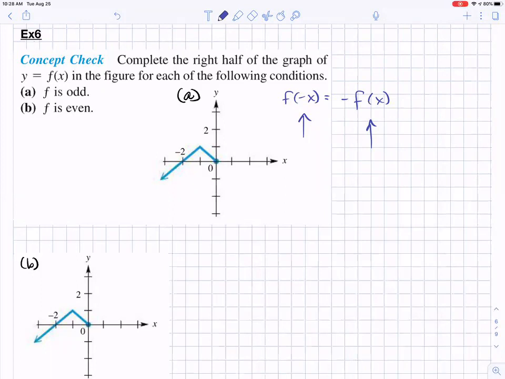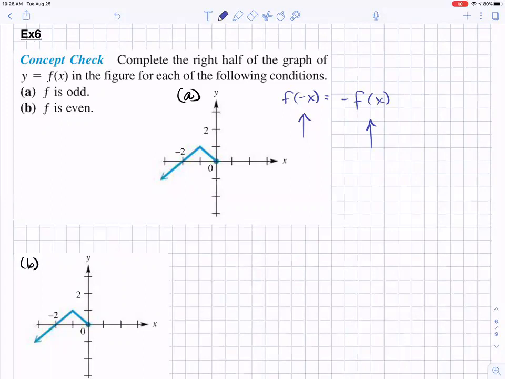Negative just means opposites. So what I have pictured here is the original f of x. See how it says this is the f of x in the figure. What I want to do is take the original and make it have the opposite x value and the opposite y value.